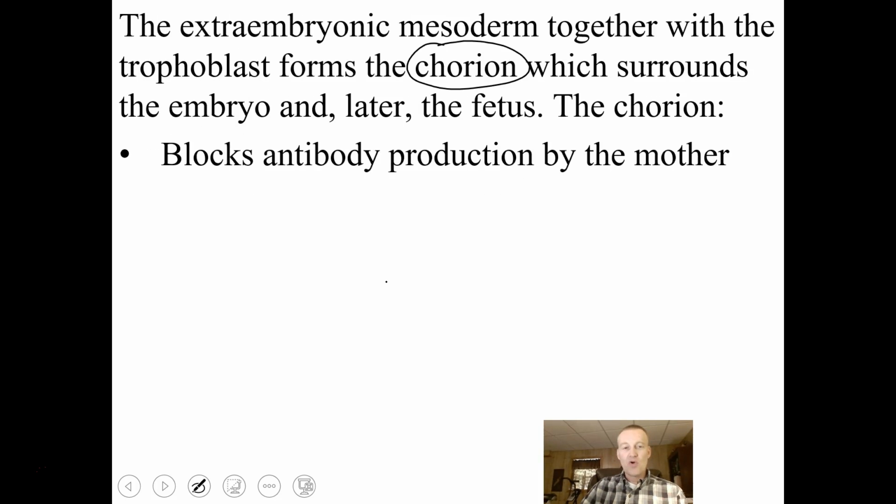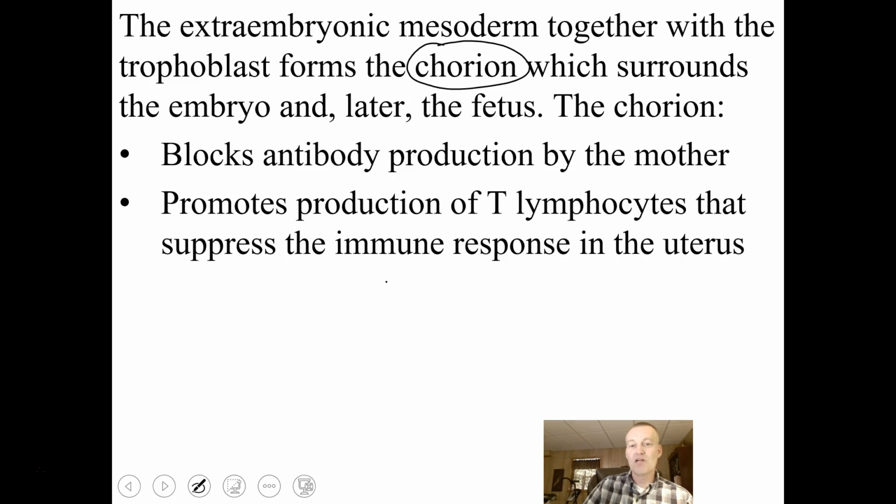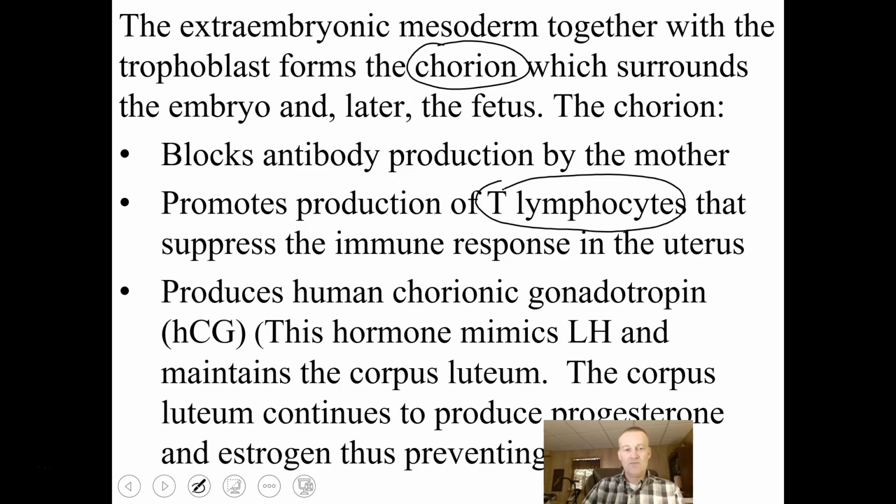So the chorion is really important because it blocks antibody production by the mother. It will promote the production of T lymphocytes that suppress the immune response in the uterus, so that the baby won't be attacked by various kinds of T cells.